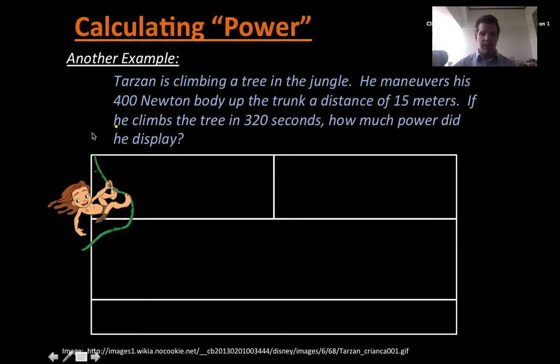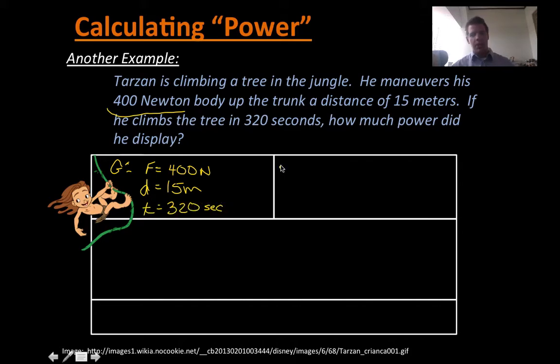So let's go ahead and start writing down givens again. This time, instead of being given the work, we're given that his weight is 400 newtons. So we'll call that a force because weight is a force, right? Force is 400 newtons. Up the tree a distance 15 meters, so our distance equals 15 meters. And then the time was 320 seconds.